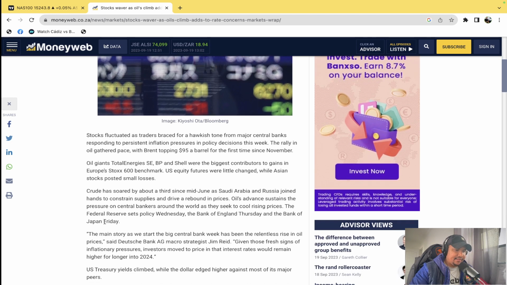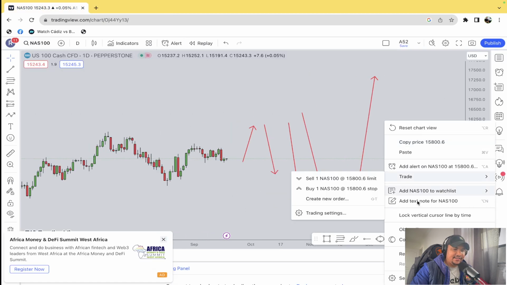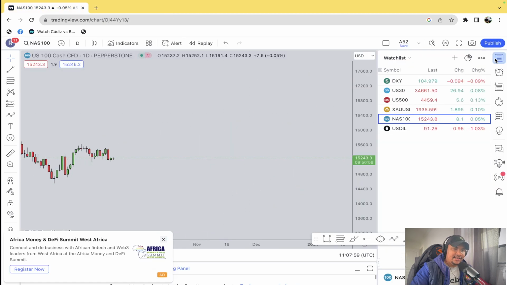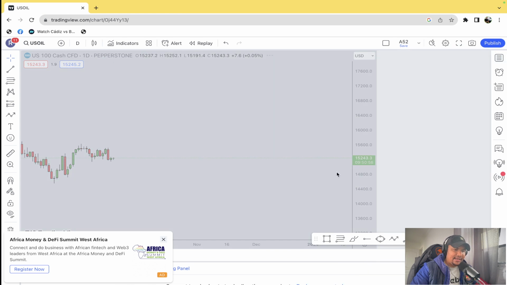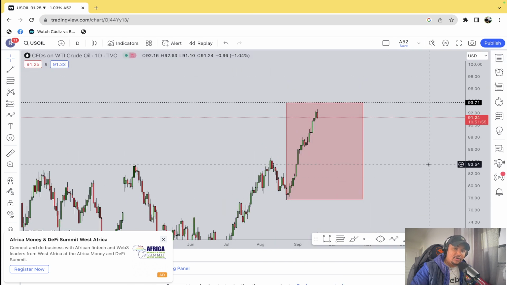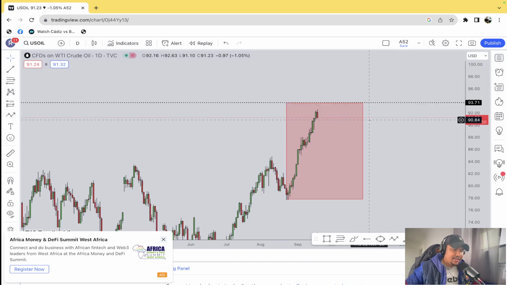It says here that stocks fluctuated as traders braced for a hawkish tone from major central banks responding to the persistent inflation pressure in policy decisions this week. So that already gives us an idea that they can see inflation is nowhere near cooling down, and there is still a lot of room for inflation to continue higher. Because of this, the Feds have no other choice but to keep hiking these rates until they tame the flame, until they bring the fire under control.